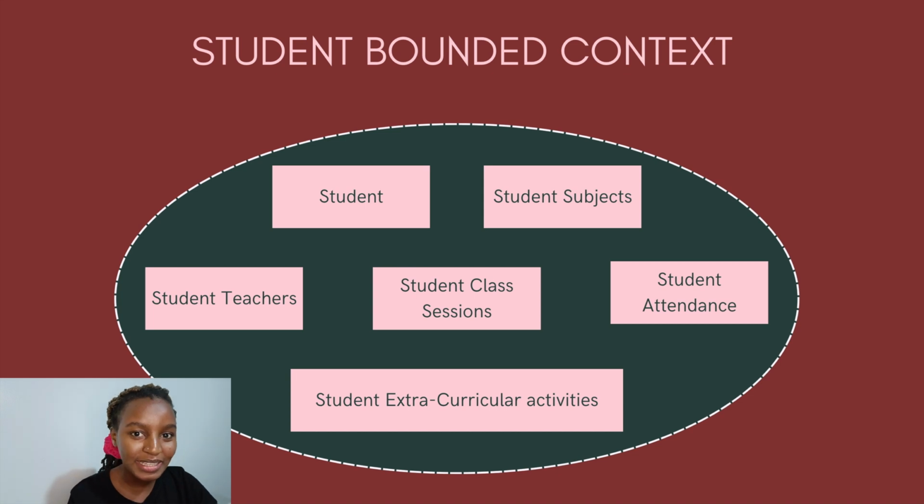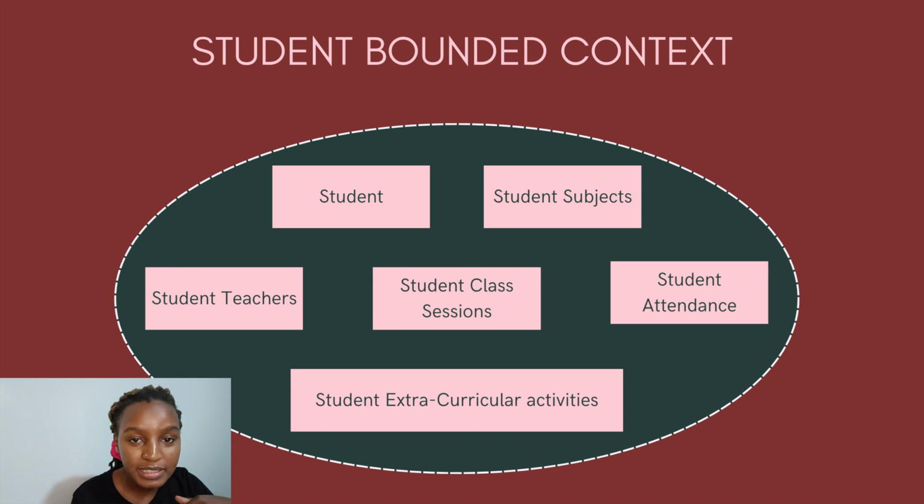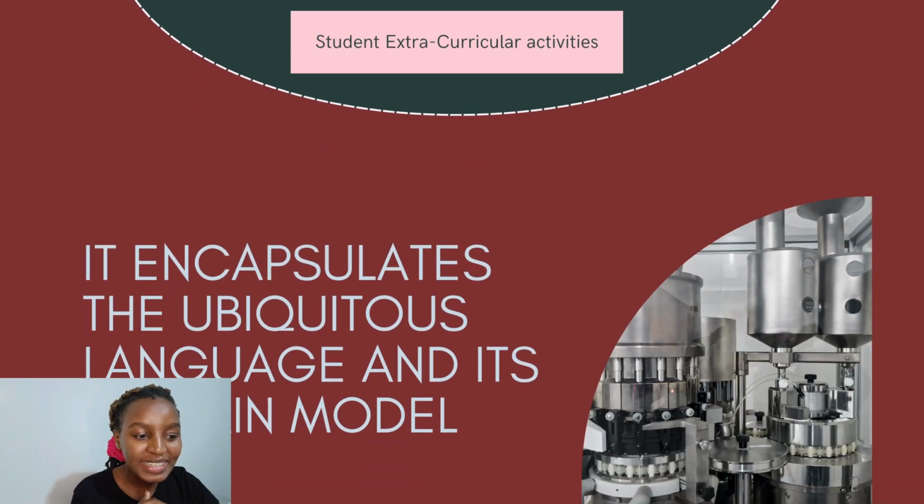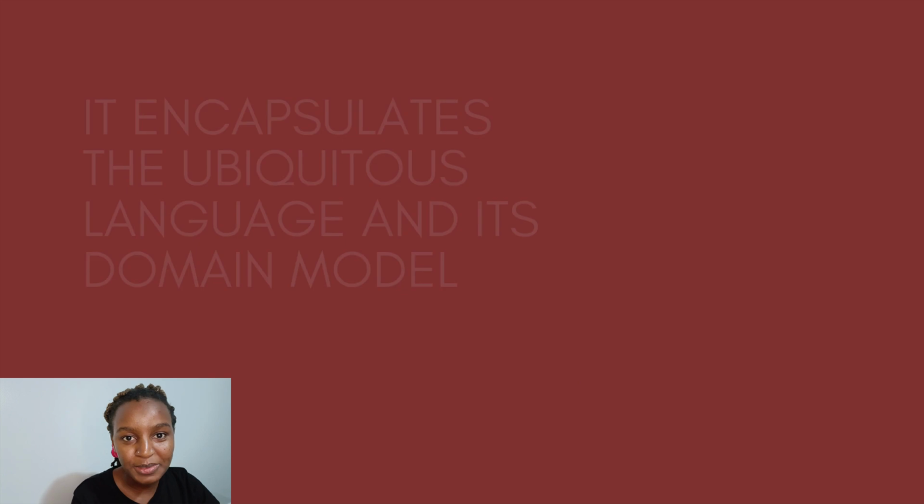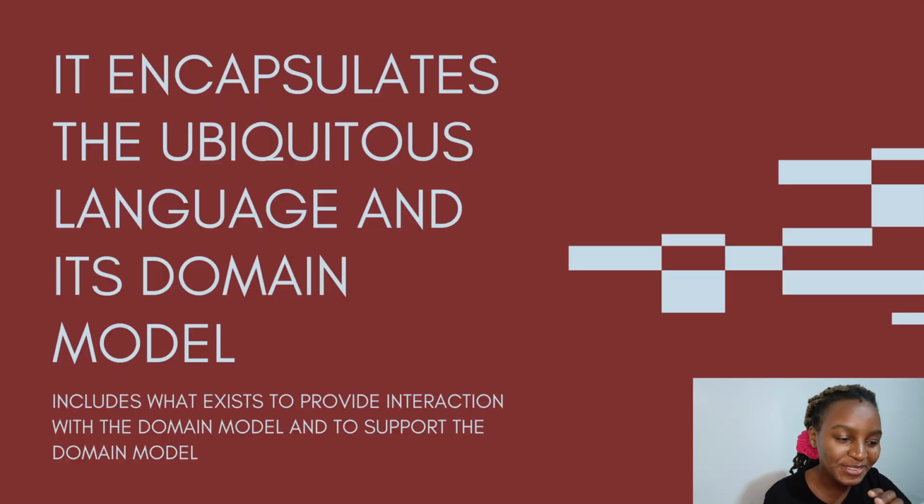The same applies to student teachers. I can have the student teachers, but not details around these teachers. That's not something we should be so much concerned about. Student class sessions, student attendance, student extracurricular activities. So all these things, but remember, everything you list needs to be specifically affiliated with the student and only details that help tell the story of the student better, help understand the student better, and nothing more. It encapsulates the ubiquitous language and its domain model. I've repeated that many times, but good to know. It includes what exists to provide interaction with the domain model and support the domain model.